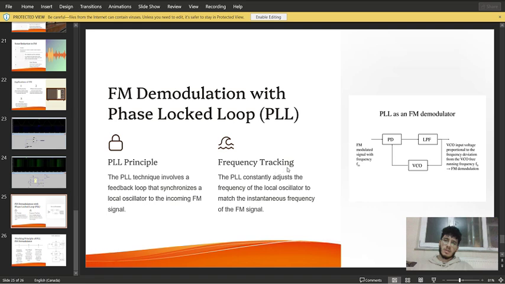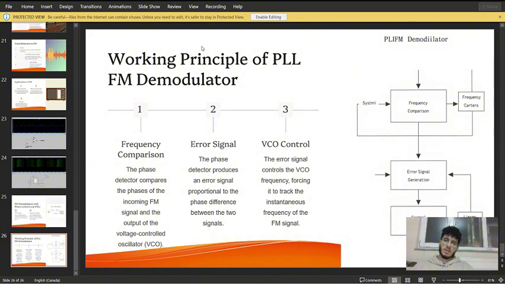Frequency tracking: the PLL constantly adjusts the frequency of the local oscillator to match the instantaneous frequency of the FM signal. On the right, we can see the feedback loop for the PLL as an FM demodulator. We have the PD, LPF, and VCO. Working principle of the PLL FM demodulator: 1. Frequency comparison, 2. The error signal, and 3. The VCO control.